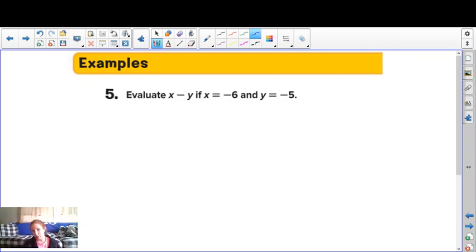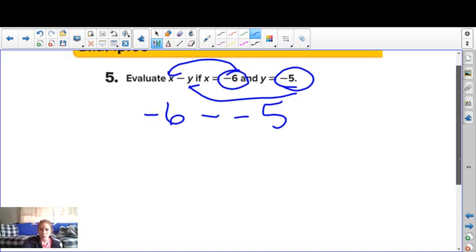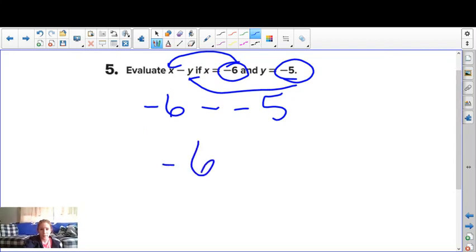Evaluate x minus y if x equals -6 and y equals -5. So first, you keep the thing the same, and instead of x, I'm going to write -6, and then I have the minus sign, and then I have y, which is equal to -5. So all I did was take this guy and say bloop, and this guy and say bloop, and bye-bye letters. Evaluate is the same thing as solve. So then I have -6. I see I have the double negative, so it turns into +5. -6 plus 5 is -1.